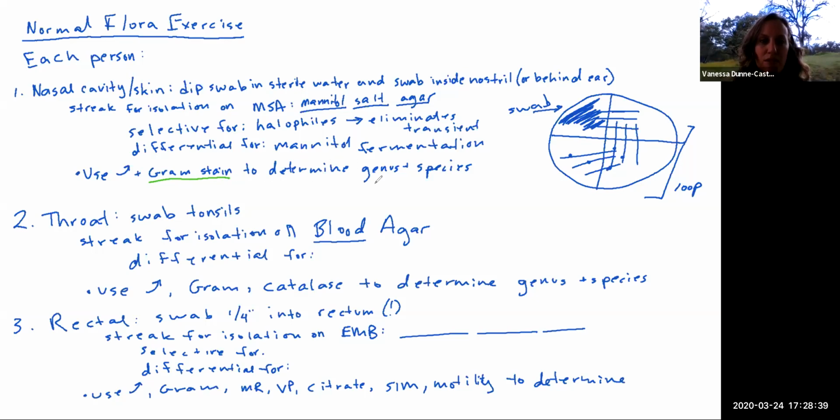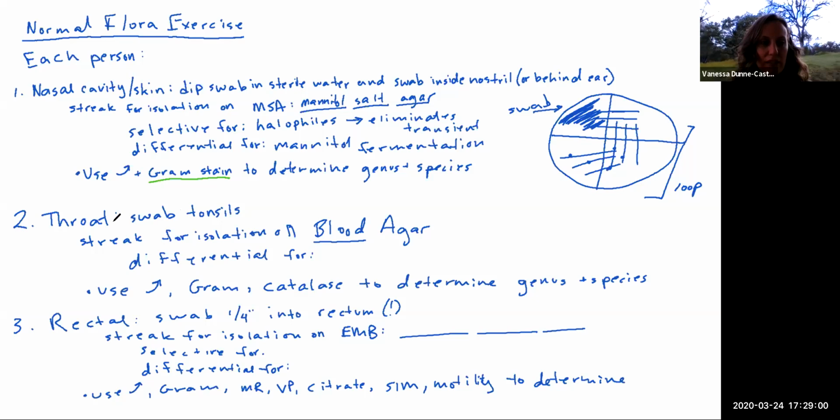In the Canvas module on our pages, I have a whole bunch of resources for you here. You have a results page that shows you mannitol salt agar streaked with a couple different types of skin organisms, and your job is to identify them based on the Gram stain and how they look on that mannitol salt agar to give the genus and species level identification to these common organisms.